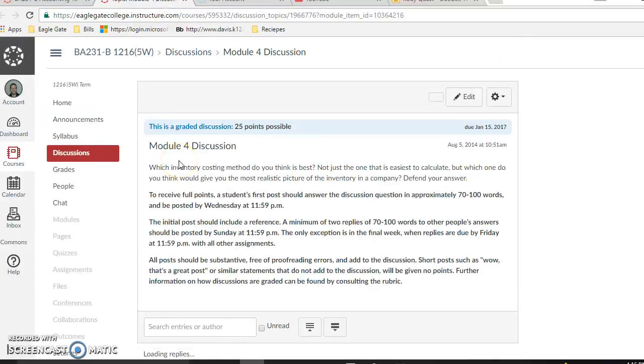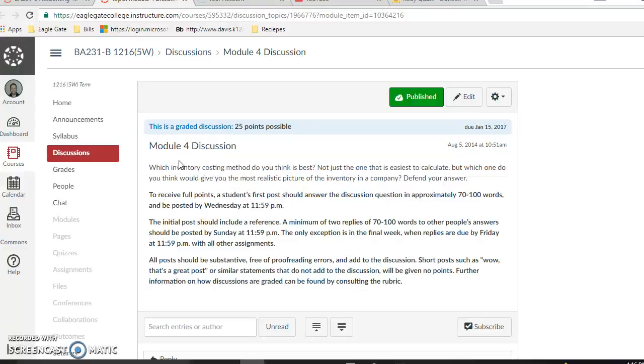So our discussion this week deals with inventory costing methods. Which one do you feel is best? And which one do you think gives you the most realistic picture of your inventory in a company? I am indifferent to which one you pick. You'll see that there's LIFO, FIFO, and weighted average. They all have their pros and cons, so you can pick whichever one you honestly feel is best. Just be sure to defend it.